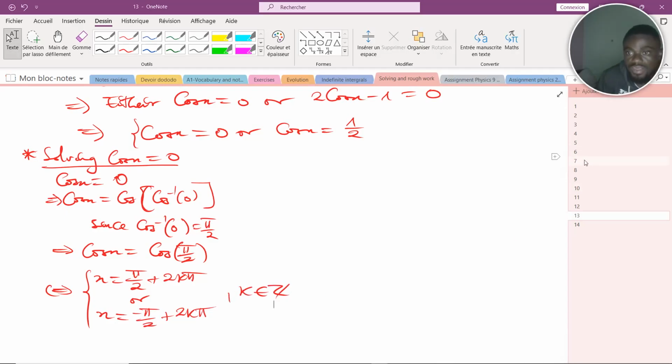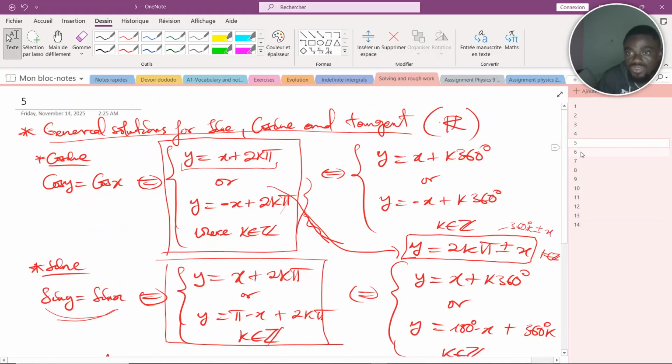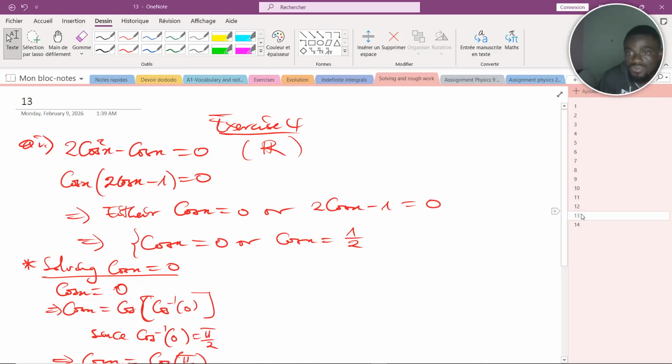Let's also try to give the general solution in this form. Wait, let me show something in this form. Let's give it in this form. Let's try to give it.